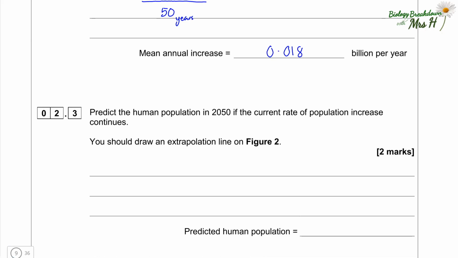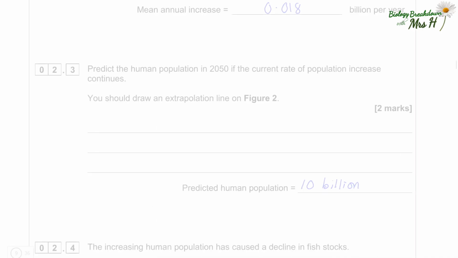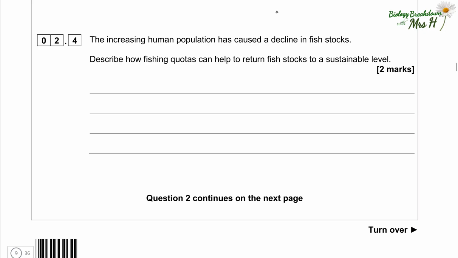Predict the human population in 2050. If the current rate of population increase continues, you should draw an extrapolation line on figure 2. So we need to go to the graph and carry that line on from where it looks like it's going to go. And when it hits 2050, it actually looks as if there will be 10 billion people if it carries on how it is.